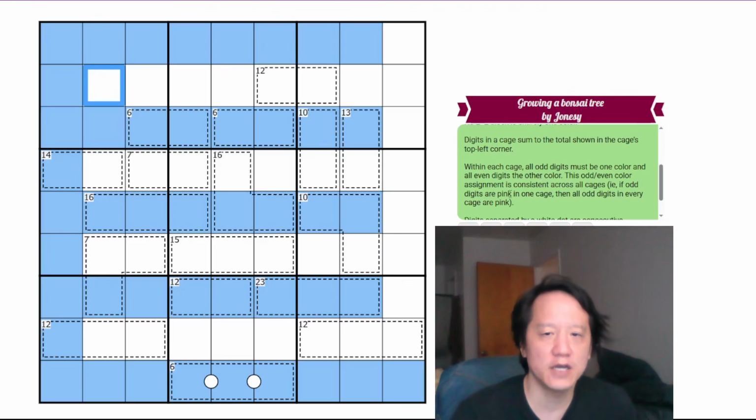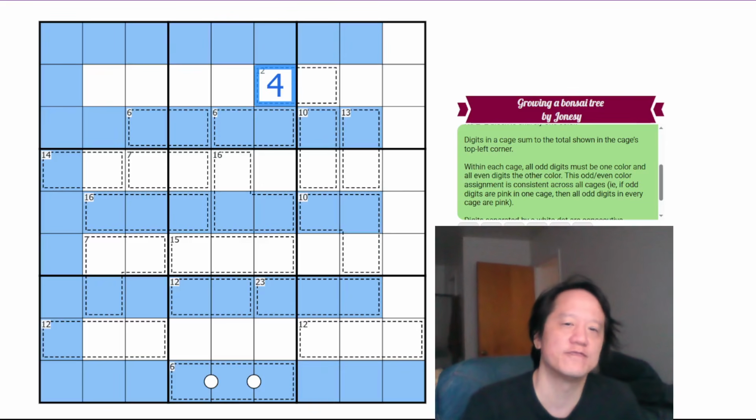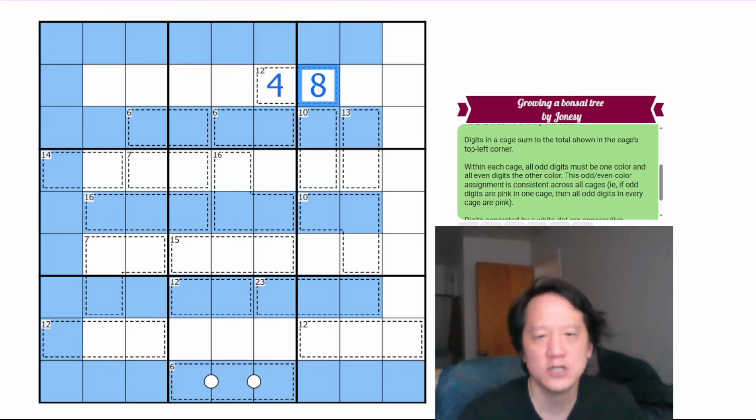Digits in a cage sum to the total shown in the cage's top left corner. So these two digits must add up to 12. For example, if we had a 4 here, this would have to be 8, because the digits in this cage must add up to 12, since they have a 12 in the top left corner.